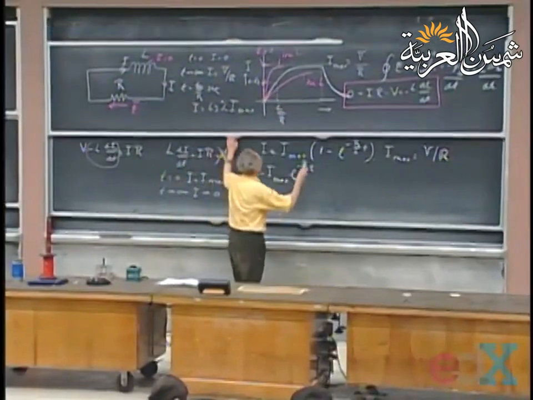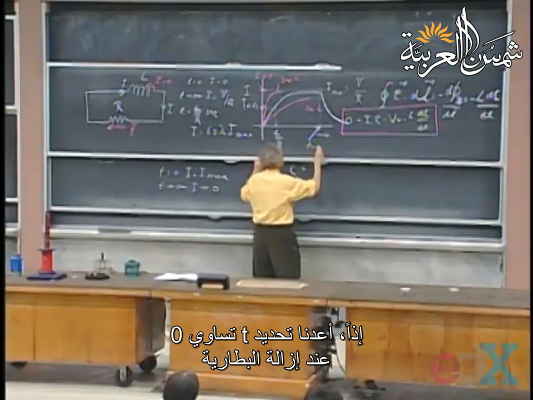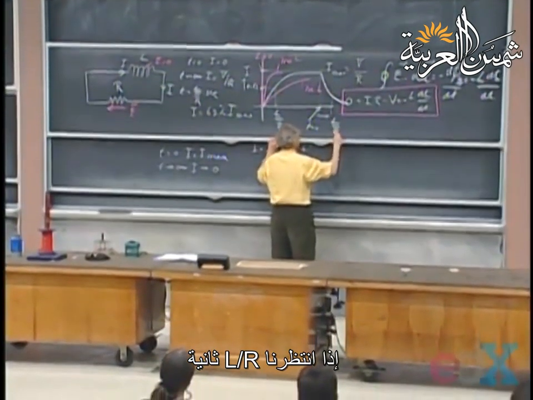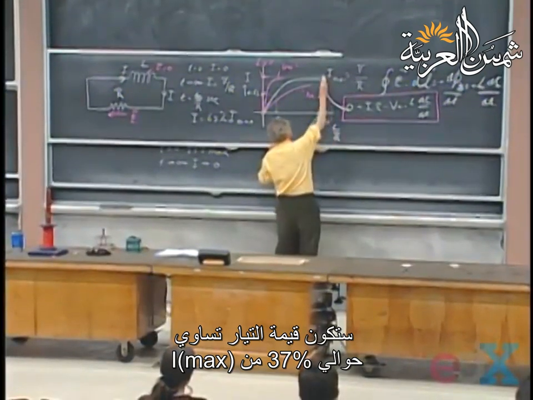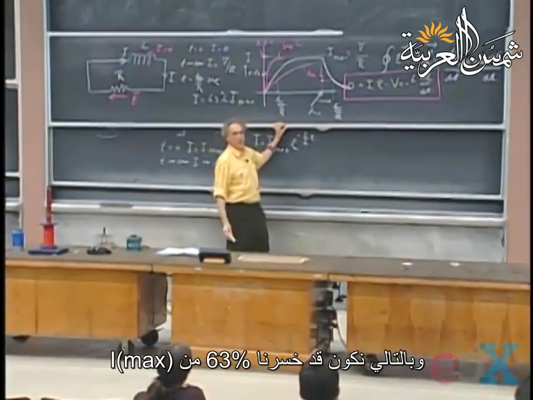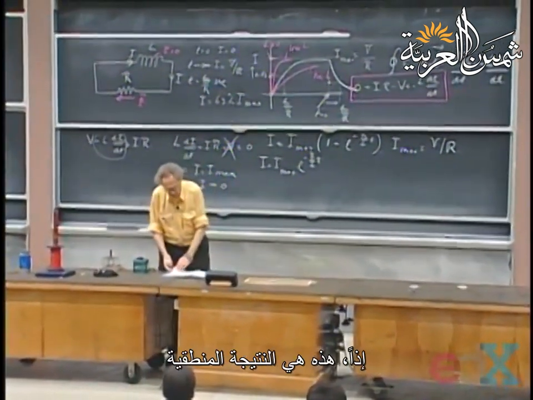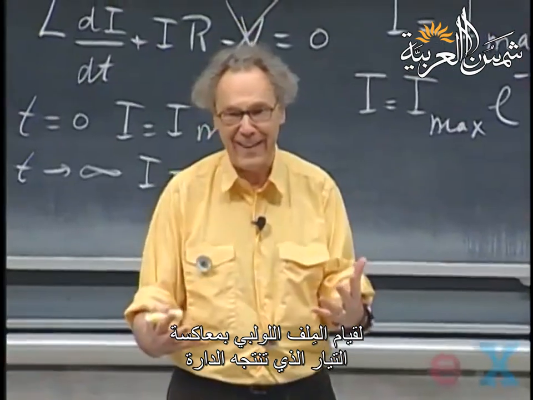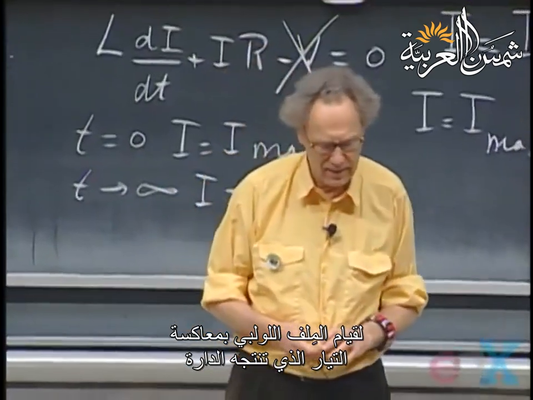So if you now go, so I redefine t equals 0 here. So if now I wait L over R seconds, then this value here is about 37% of that value. So you've lost 63%. And so you see this is the consequence of the fact that the circuit is capable of fighting its own magnetic flux that it is creating.